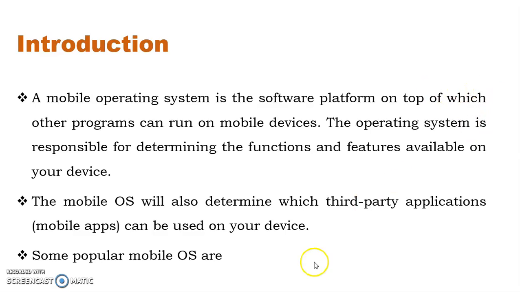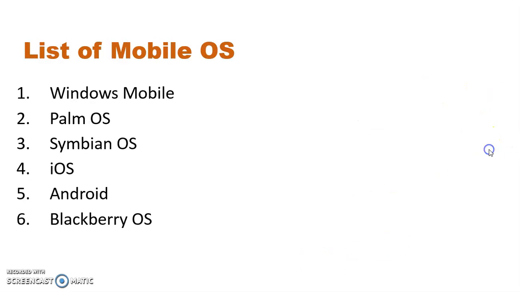Let me show some popular mobile operating systems. Here I listed some of them. The first one is Windows Mobile. The second one is Palm OS. The third one is the Symbian operating system. The fourth one is iOS. The fifth one is Android. The last one is BlackBerry operating system. These are the operating systems that we will see in the upcoming sessions.